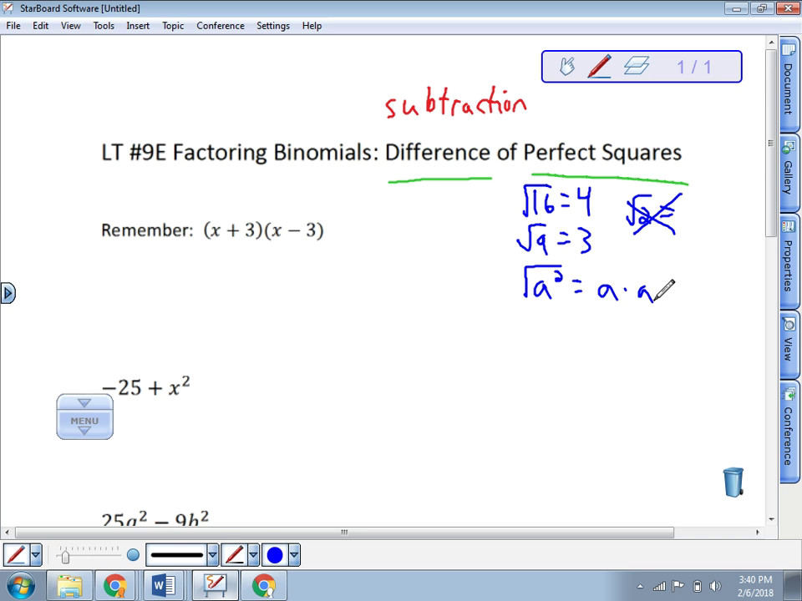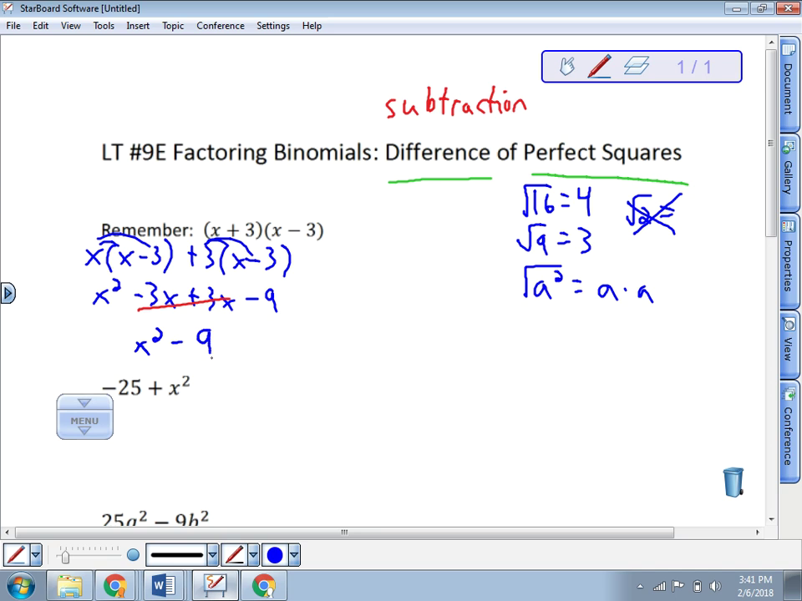So remember, what happens when we take x plus 3 times x minus 3? Well, when we FOIL that out, or distribute it, we take the x and multiply it by the x minus 3, we take the plus 3 and multiply it by the x minus 3, and we get x squared minus 3x, then plus 3x, and then minus 9. What happens to the minus 3x and the plus 3x? They cancel out. It's 0. So we're left with x squared minus 9.